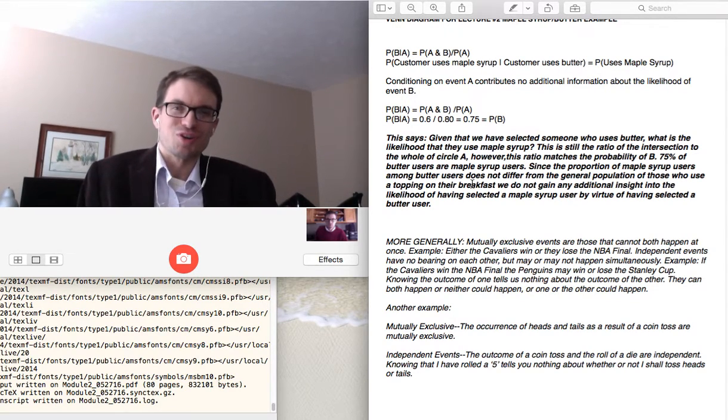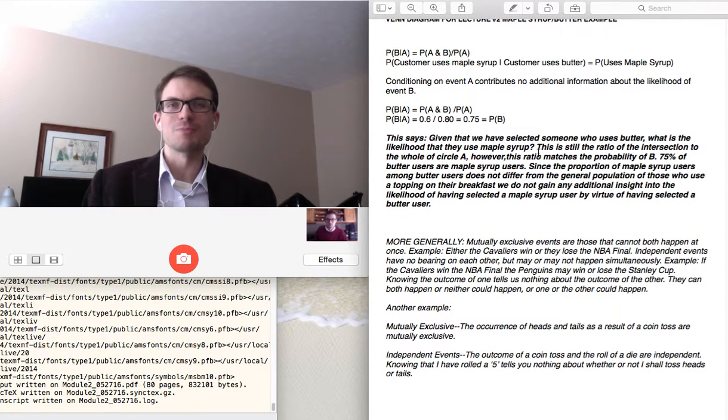So symmetrically, given that we've selected someone who uses butter, what's the likelihood they use maple syrup? This is still the ratio of the intersection, this time to the whole circle A. However, here this ratio matches the probability of event B. So we see 75% of butter users are also maple syrup users. And since the proportion of maple syrup users among butter users does not differ from the general population of those using a topping on their breakfast, we haven't gained any additional insight into the likelihood of having selected a maple syrup user by virtue of having selected a butter user.